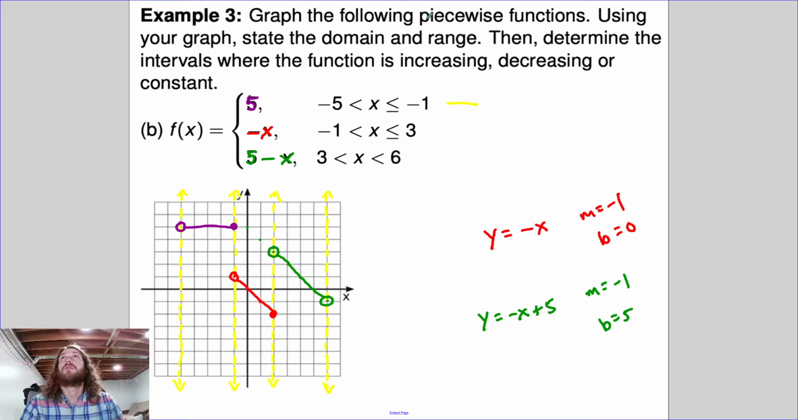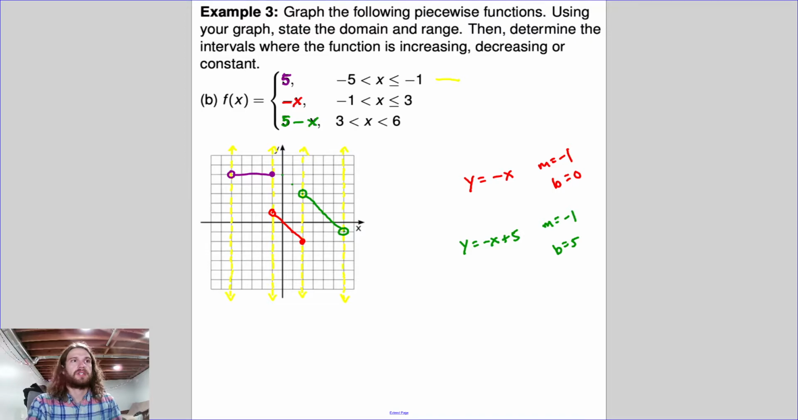Alright, cool. It's looking good. I'm going to double check something. I think I might have a mistake. Hold on, let me go back. I was actually good. So open circle, closed circle. Yeah, I think we're good. Alright, let's do domain, range, increasing, decreasing.